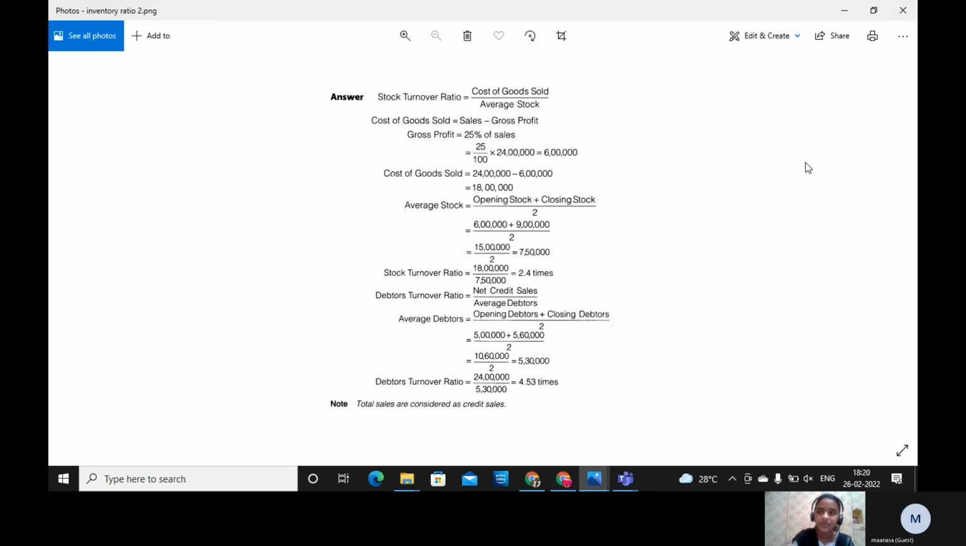So these are the examples of the ratios which a company calculates every year to know the financial position of the company. This is corporate portfolio analysis.